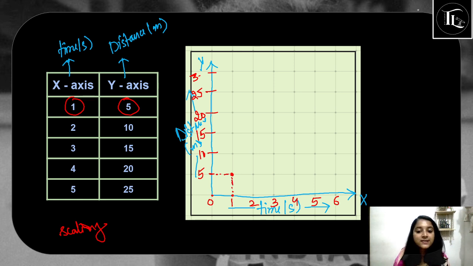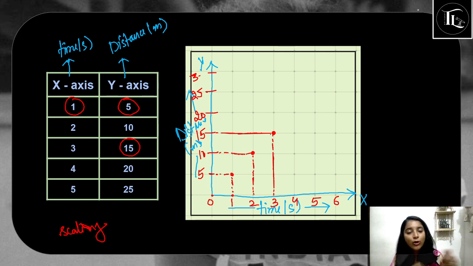Then on x-axis it is 2. So you will make this vertical line on 2, and then on y-axis it is 10. So wherever the 10 is, you make this line. So wherever they both are going to intersect, that is your second point. Now for the third one, again same. On 3, you have to draw this vertical line, and then on 15, draw this horizontal line. Wherever they both meet, that is your point.